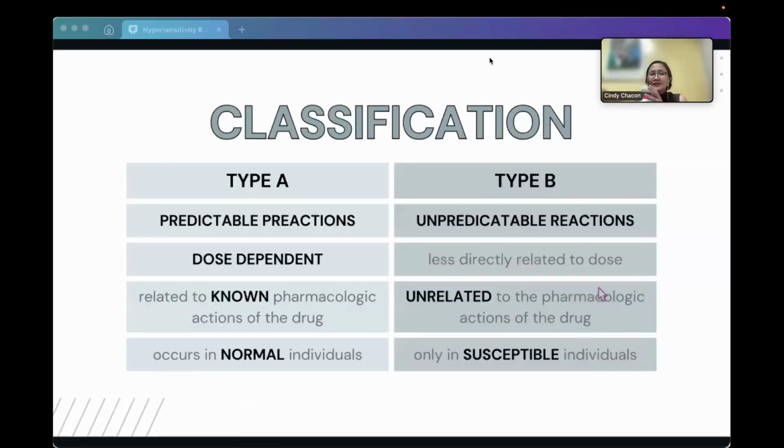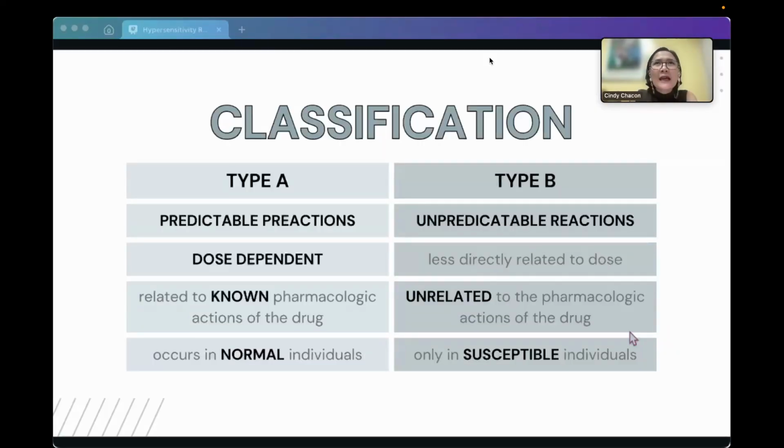There are two classifications for drug reactions. You have your type A, your predictable reactions, and your type B, which is your unpredictable reactions. Predictable reactions or your type A reactions are usually dose dependent. They are related to the known pharmacologic actions of the drug. And although they may be related to the underlying genetic and ecologic variability, they may occur in otherwise normal individuals.